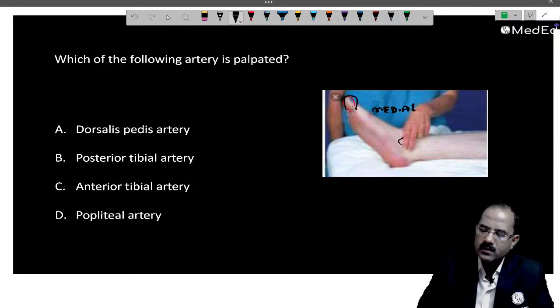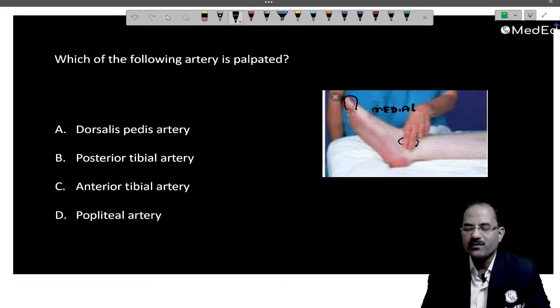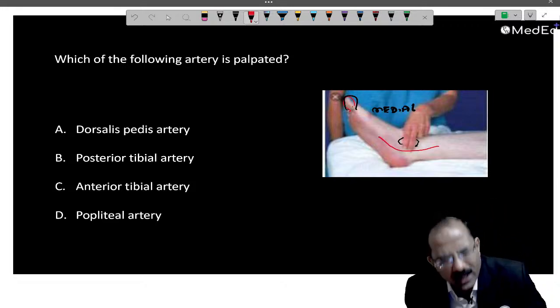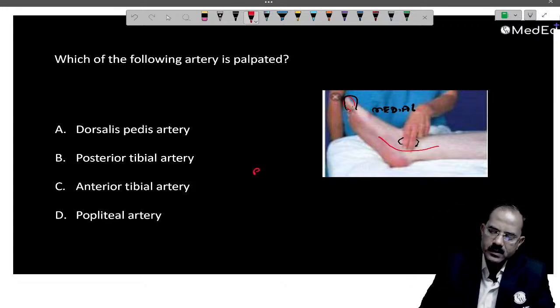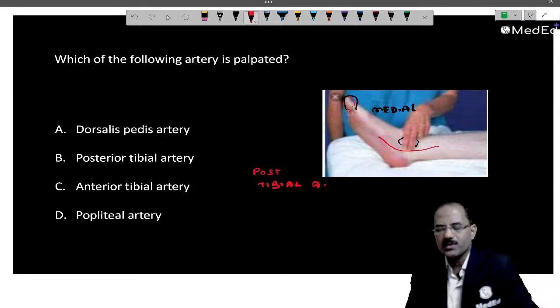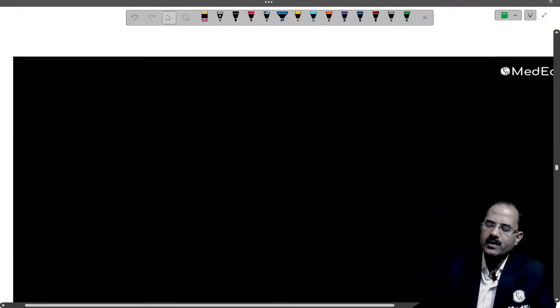What is this here? This is the medial malleolus. Medial malleolus. And which is the artery which goes in the foot behind the medial malleolus? That's the posterior tibial artery. Posterior tibial artery goes behind the medial malleolus. It lies in the posterior compartment of the leg.